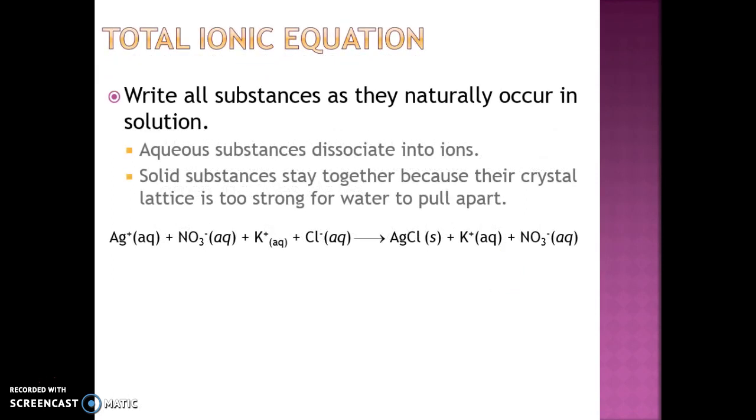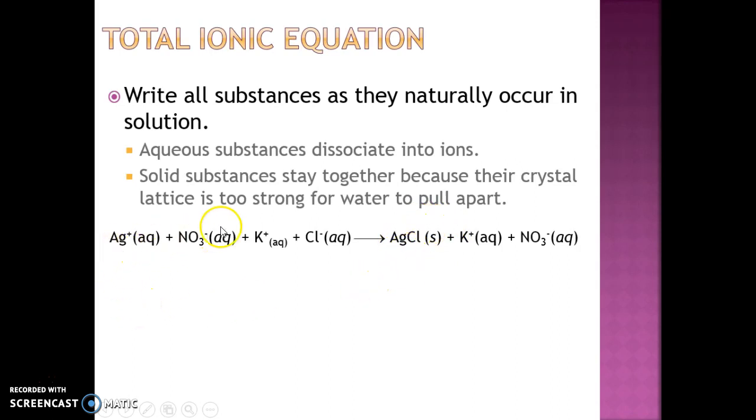Then we went on and learned from year 1 that you can write something called a total ionic equation. So in this case, you're going to show all of the substances as the way they naturally occur in solution. So anything that dissociates, anything that's aq, is going to be separated into ions because they actually are separate in the solution. However, the insoluble product, the precipitate, you're going to keep together as a solid.